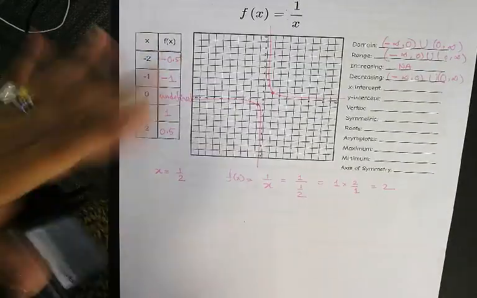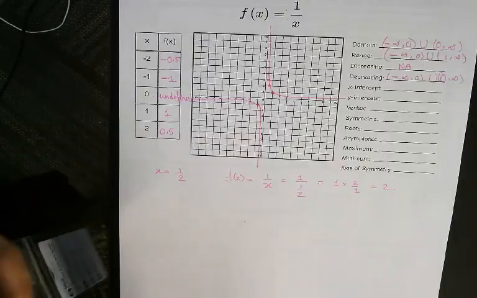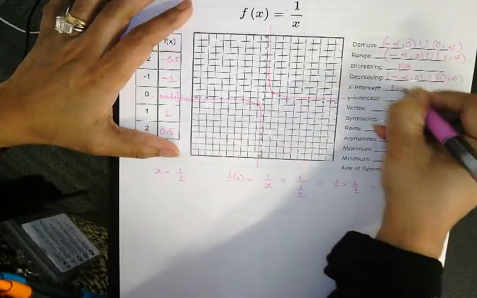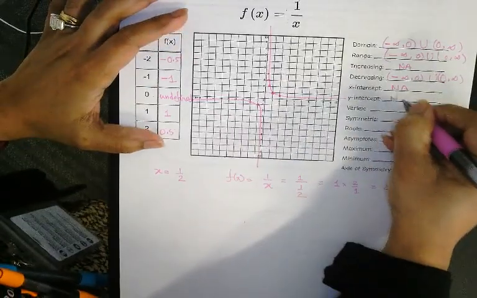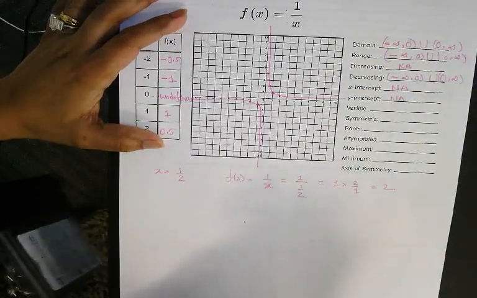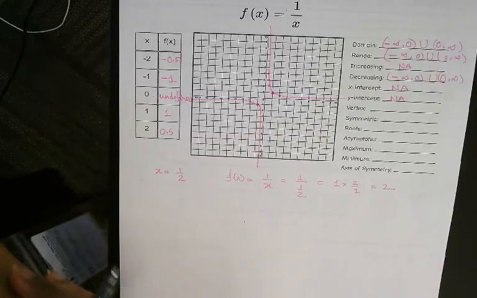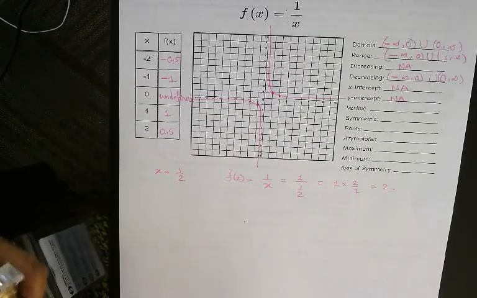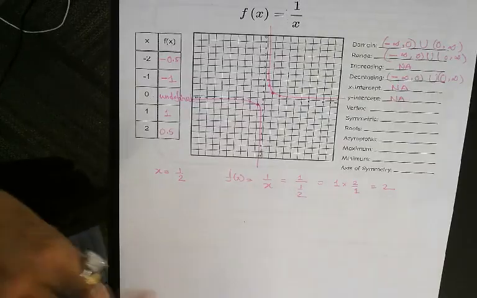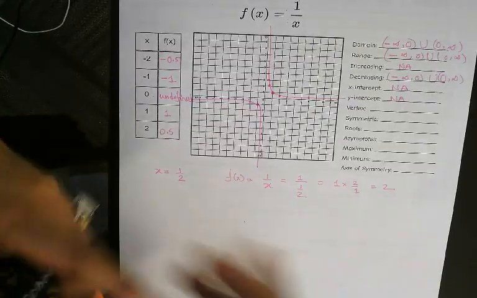X-intercept and Y-intercept. Do we have any X-intercept? None. Do we have any Y-intercept? None. Do we have any vertex? What is a vertex now? The highest and the lowest one. That's the maximum or the minimum. What is a vertex?